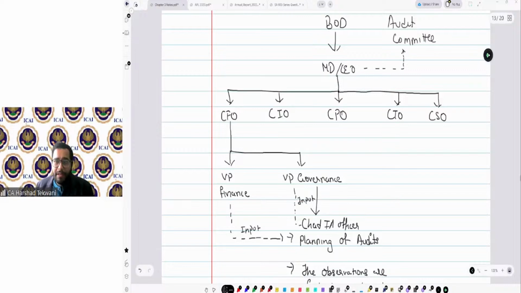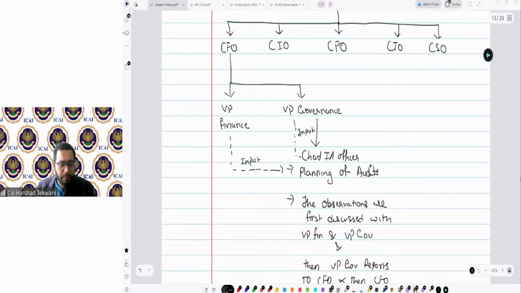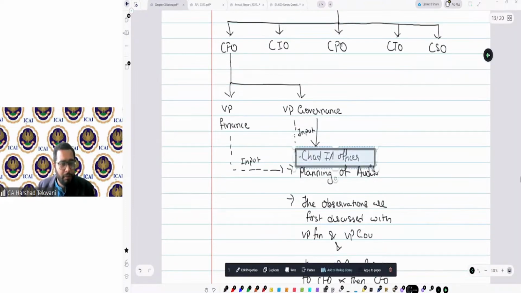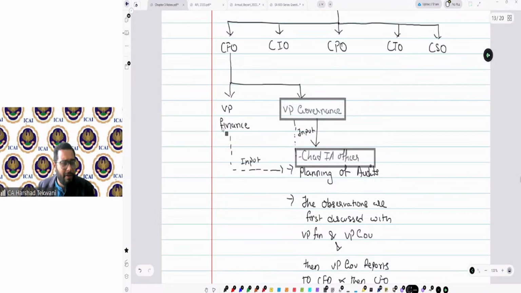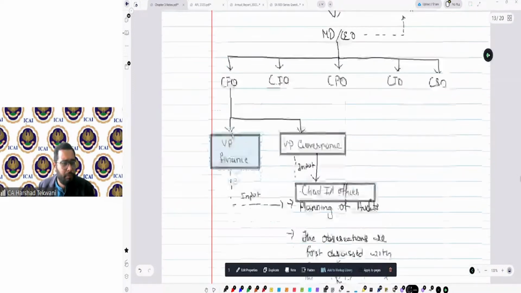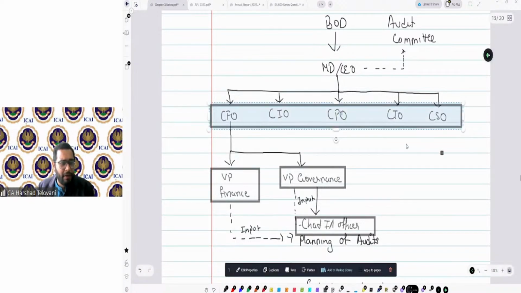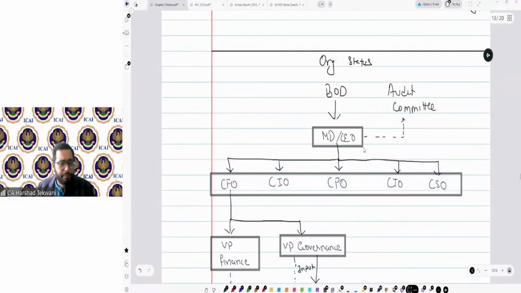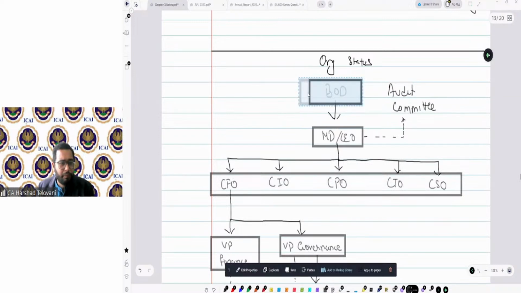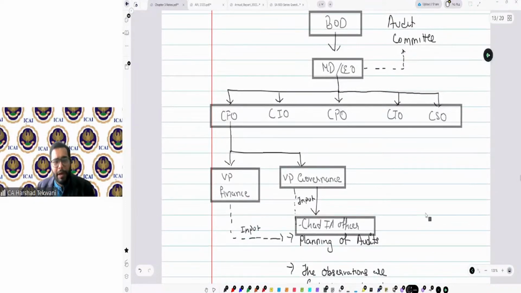Come on, guys, what is the issue here in the current scenario? We have this person over here, Chief Internal Auditor. We have VP Governance over here. We have VP Finance over here. We have the rest of the CXOs lining here. We have an MD over here and BOD over here. What is the problem here? Come on, guys, what do you think the problem will be here?